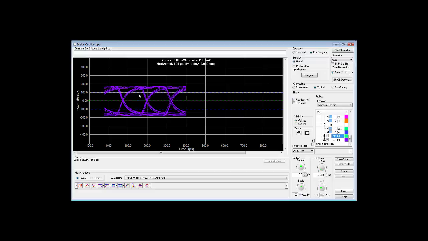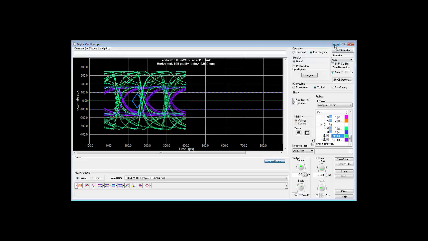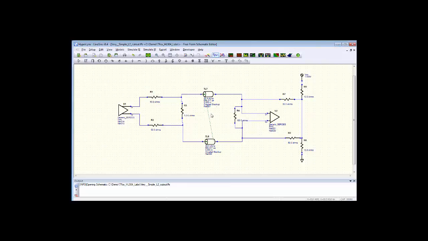At R4 it looks like a perfectly nice eye. If I turn on the eye mask, you can see that I have a clear eye. But the real issue with all of this is, what is the characteristic of this transmission line, and can I improve on this termination and make things look better?